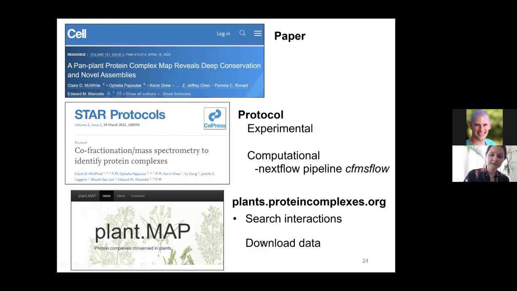And finally, there's a website, plants.proteincomplexes.org, where you can search interactions or download data. If you have any questions about any of the interactions or using it, please email me.